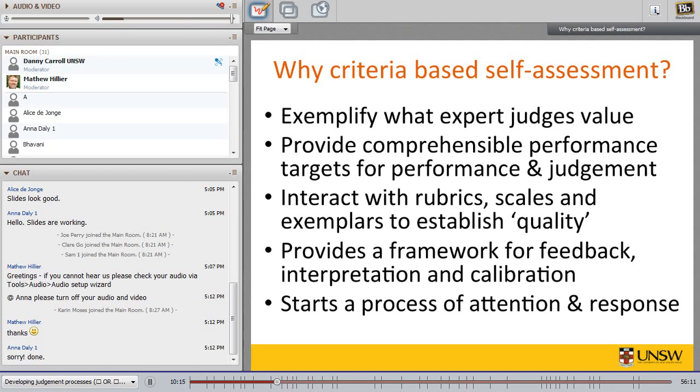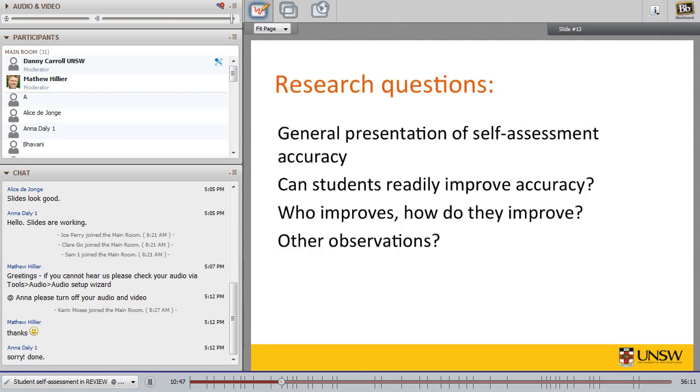Another good thing about criteria is they describe to students what expert judges value. So in a large task for novice learners, criteria can segment the task into comprehensible performance targets against which they can perform and do self-judgments. Criteria also interact well with rubrics, and this is a step towards people building up hierarchies of understanding of what quality work is in their discipline area. And further, it provided a framework for marking and feedback, and a great step in the calibration process.